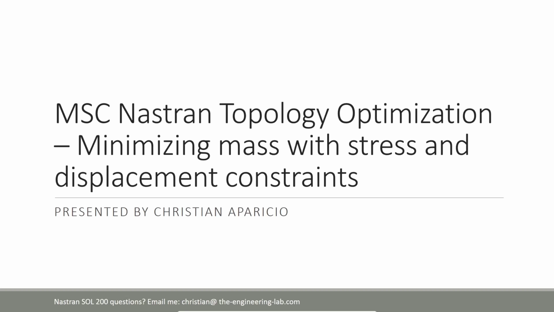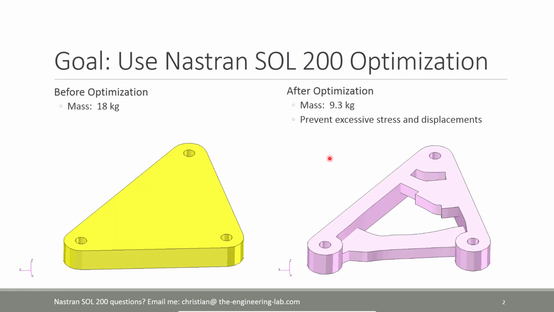In this tutorial, we'll be doing an example on topology optimization with Nastran. This one's very different from the other ones because we're taking into account stress constraints. And this is our goal.